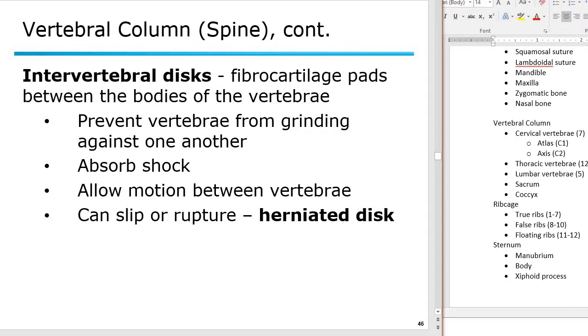Intervertebral discs. In between all the vertebrae, there is cartilage. It is fibrocartilage, and it's there to allow for movement, absorb shocks, and allow for motion. However, these discs can slip. You've probably heard of a slipped disc or a herniated disc, and that can be very, very painful. But the fibrocartilage has a job there to help cushion and make things work well.